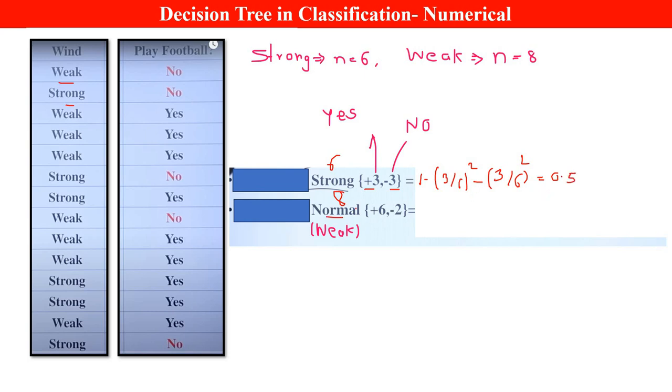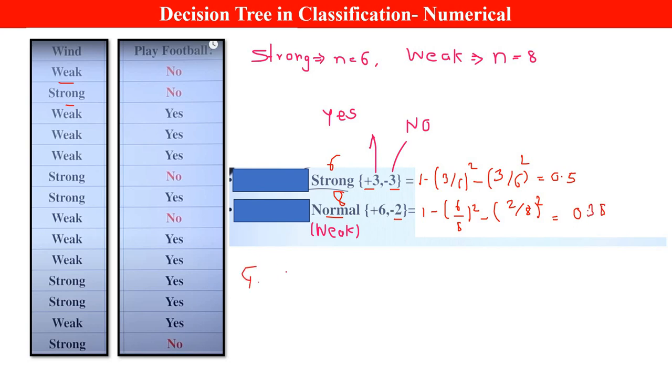And in normal is 8 times. Out of that 6 times yes. So 1 minus 6 by 8 square minus no is coming 2 times. So 2 by 8 square. So if you calculate this value, this comes out to be 0.38.